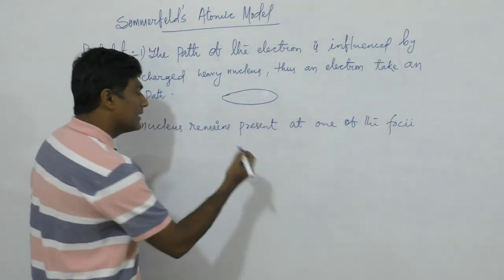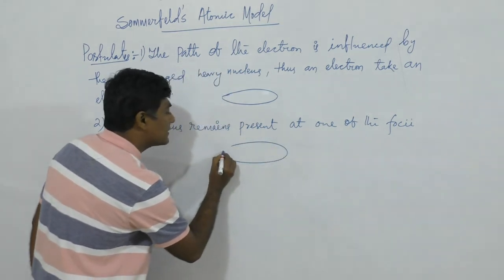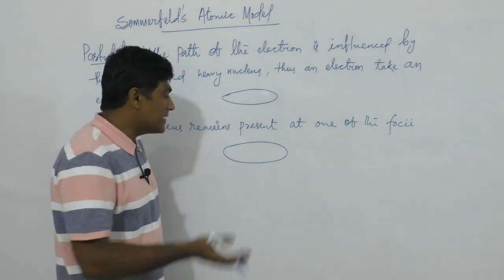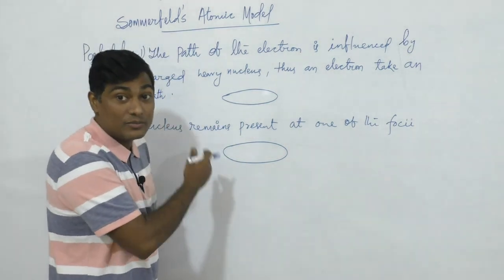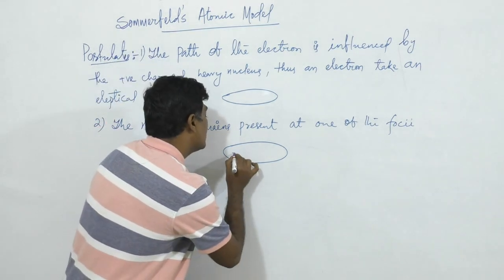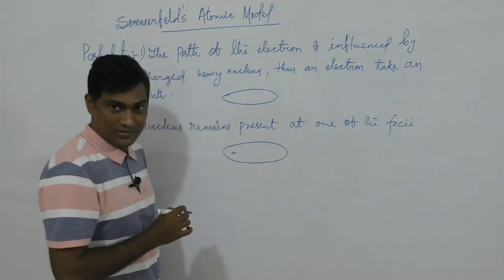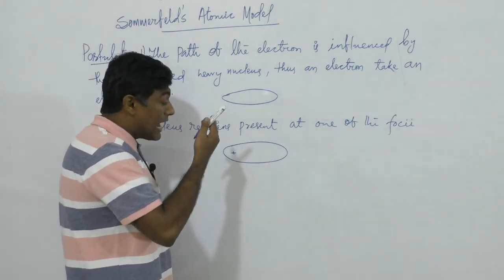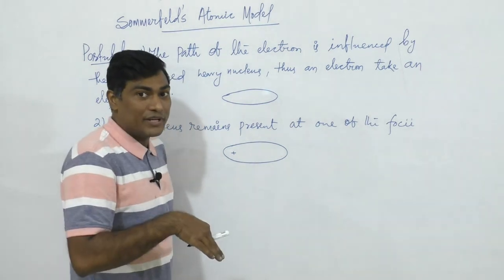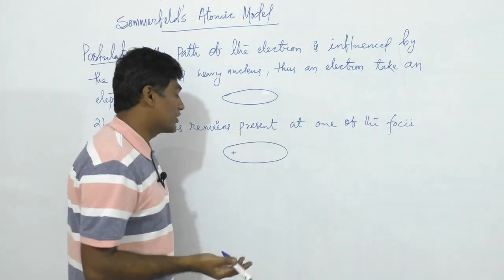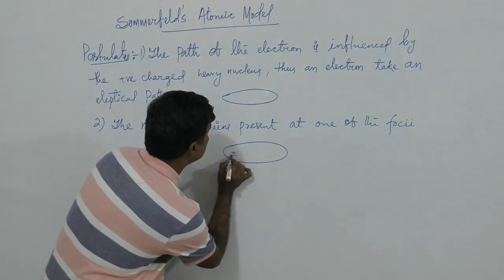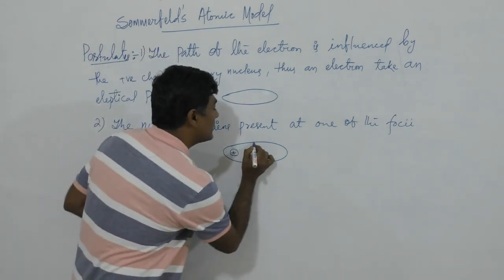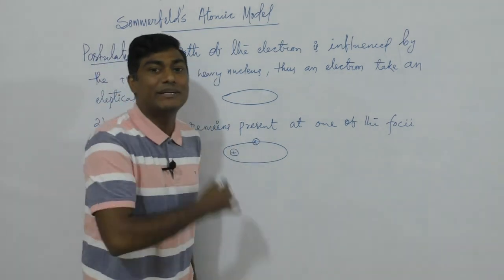Foci means, as you know, if this is the nucleus and this is an elliptical path, an ellipse, the orbit or path of the electron, then there should be two foci, right? Two foci, that means here or here. Out of the two foci, at one focus the nucleus will be present. So this is the nucleus present at one of the foci, and this is the elliptical path of the electron.